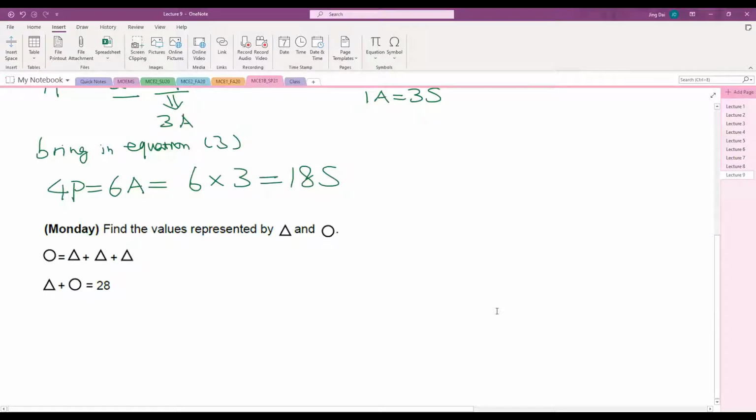Find the values of triangle and circle. Okay, and what does the 2 equations say? Circle equals triangle plus triangle plus triangle, and triangle plus circle equals 28. Okay, we have 2 equations, and I have numbered them 1 and 2. Okay, Shuhan, what did you learn from these 2 equations? What kind of relations did the 2 equations tell you about these 2 shapes?